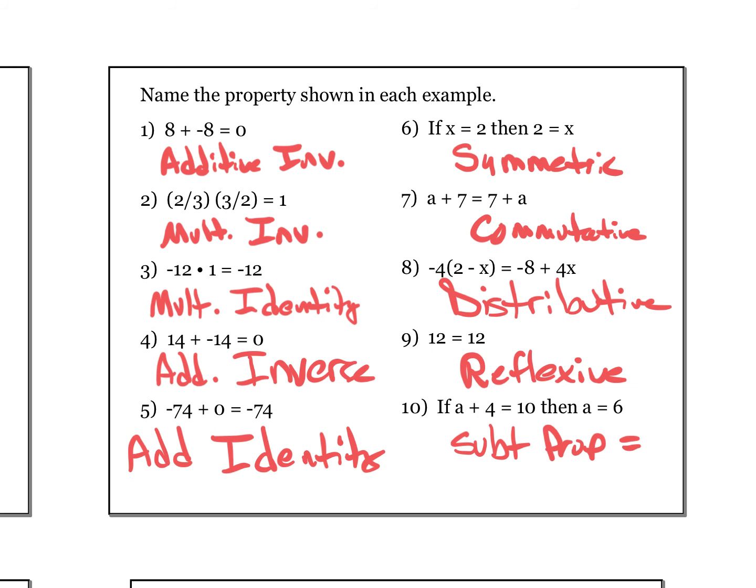10, what you would do to both sides is you would subtract 4. And so you're using the subtraction property of equality.